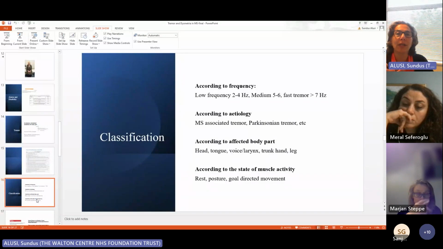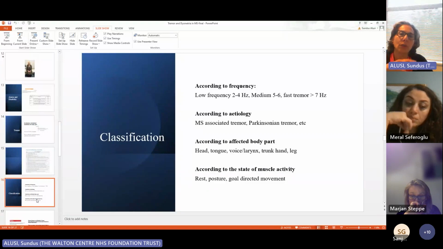You can also classify it according to the body parts. So this person has a voice tremor, a head tremor, a neck tremor. But the most important classification really is according to the state of muscle activity. So when you're coming to examine, you want to know if the tremor is present at rest, on posture, or on goal-directed movements. And that's really what's going to diagnose it for you.